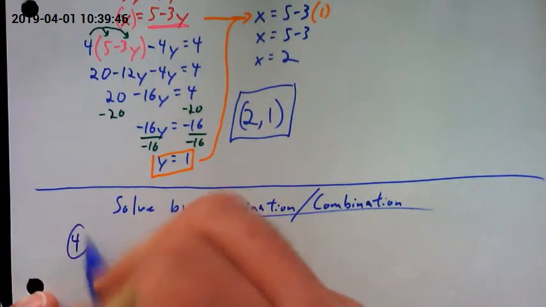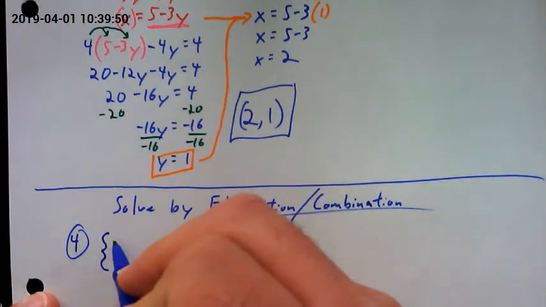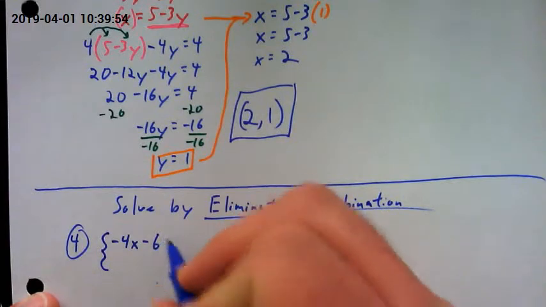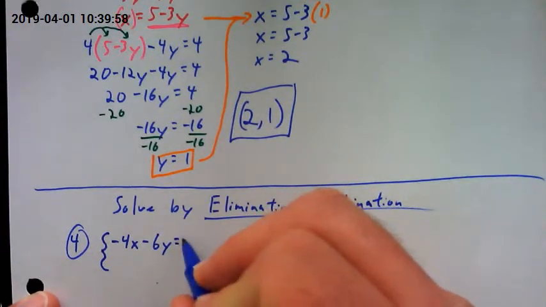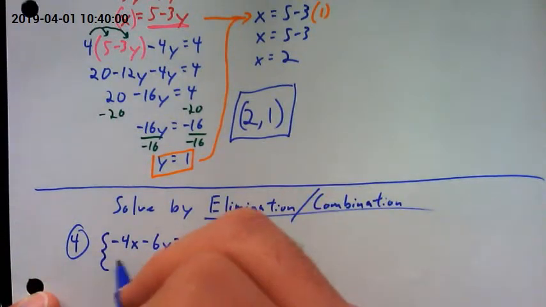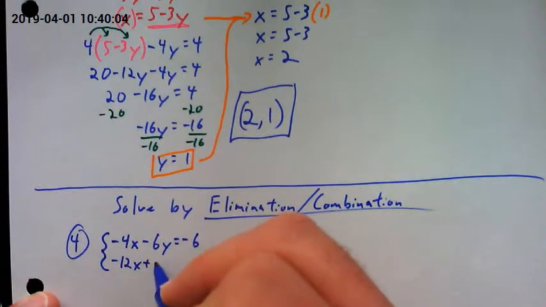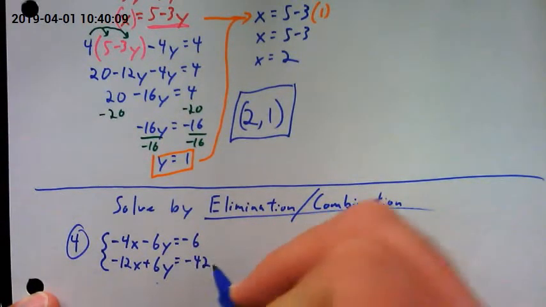So for this fourth one, we have negative 4x minus 6y equals negative 6, and negative 12x plus 6y equals negative 42.